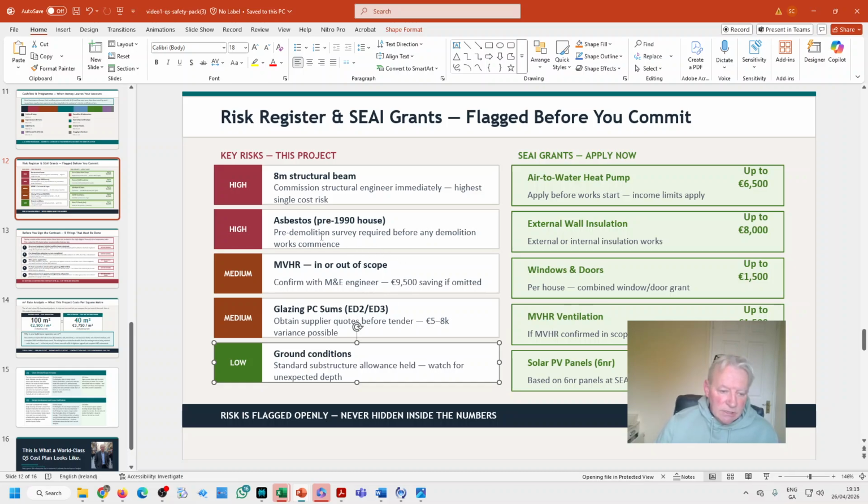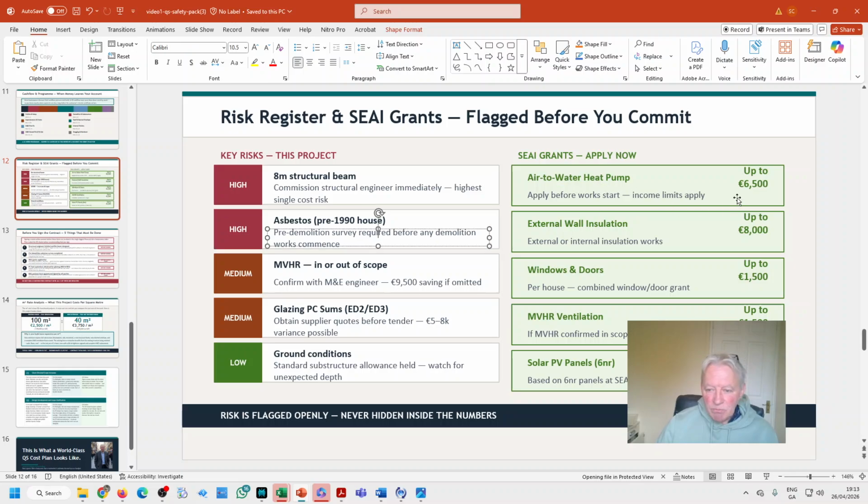Unfortunately, asbestos needs to be taken care of, and this is on the onus of the homeowner to get an asbestos report done. And it's not good enough to get a house report saying you need an asbestos report. You need to get the asbestos report.